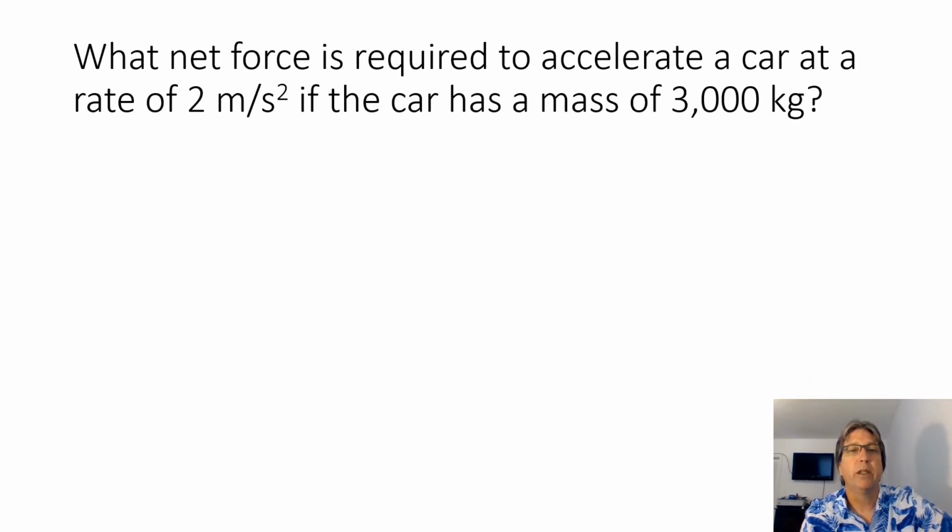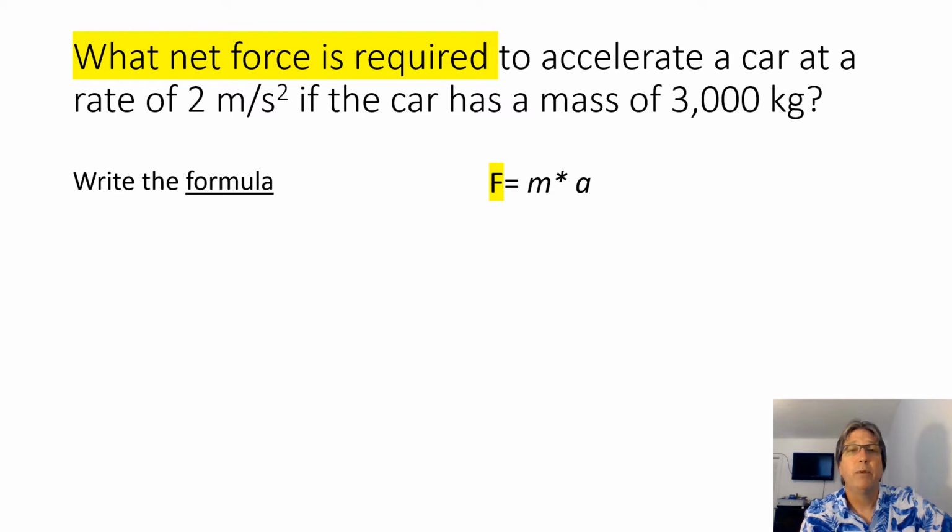So let's look at the first example problem. What net force is required to accelerate a car at a rate of 2 meters per second squared if the car has a mass of 3,000 kilograms? What do we do first? The first thing we do is figure out what it is asking for. In this case, what net force is required? So the first thing we do is write the formula. And that would be F equals ma. We choose to write it this way because the question asks, what's the force? So it's got to be F equals.